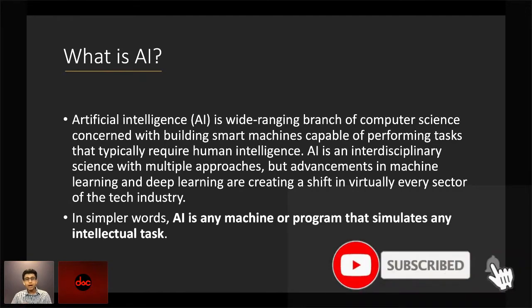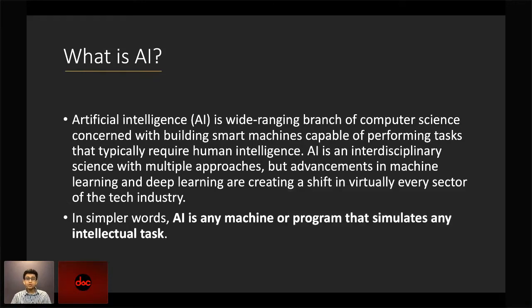So AI, or artificial intelligence, is a wide-ranging branch of computer science concerned with building smart machines or software that's capable of performing tasks that typically require some level of human intelligence. AI is a very interdisciplinary science, which means it has multiple approaches and multiple perspectives. But advancements in artificial intelligence and the smaller subsets of machine learning and deep learning are creating a shift in virtually every tech industry, and also sectors outside of the tech industry. Really, in simpler words, AI is any machine or software program that simulates any task that a human would usually do.